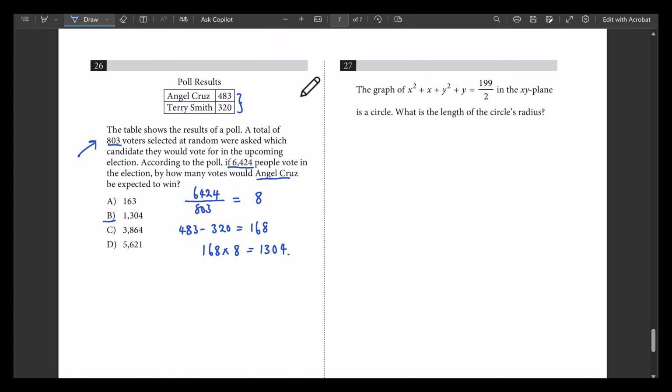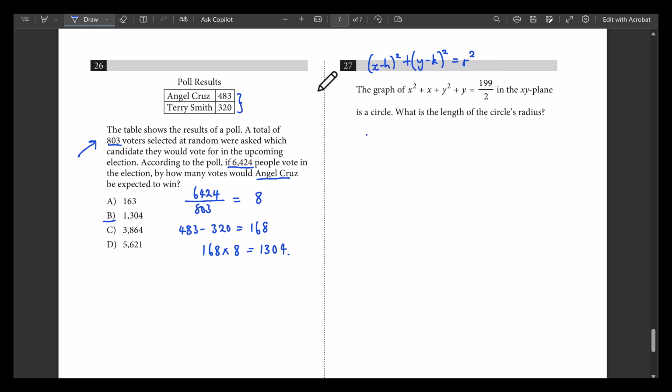Number 27, the graph of x squared plus x plus y squared plus y is equal to 199 over 2 in the xy plane is a circle. What is the length of the circle's radius? The standard form of a circle is given by x minus h squared plus y minus k squared is equal to r squared. Hence, we're going to rewrite the equation that we've been given.